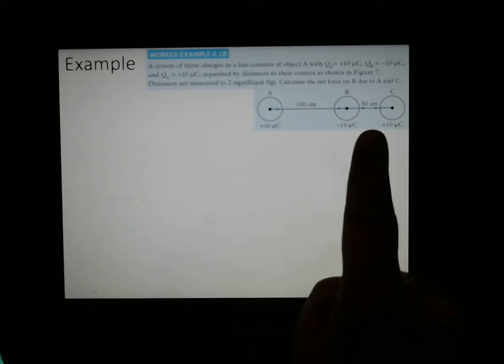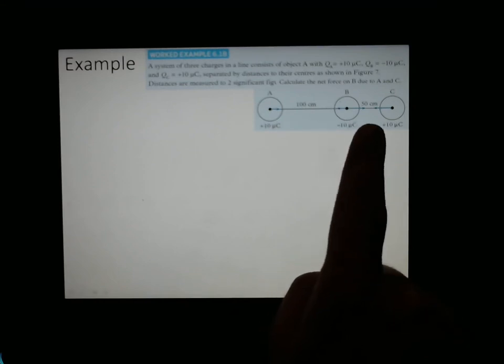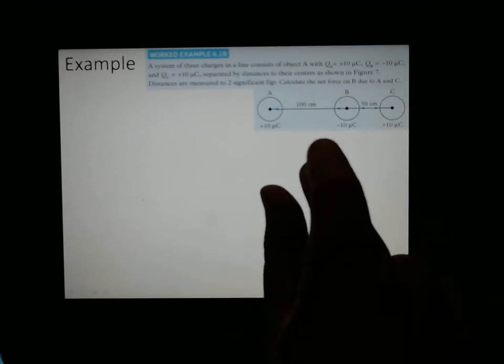Here's a multi-particle system in one dimension. A system of 3 charges in a line consists of objects A with charge of positive 10 microcoulombs, B there in the middle with negative 10 microcoulombs, and C with positive 10 microcoulombs, separated by distances to their centres as shown in figure 7. So you can see here between A and B we have 100 centimetres or 1 metre. That's positive, that's negative, so they must be attracting.